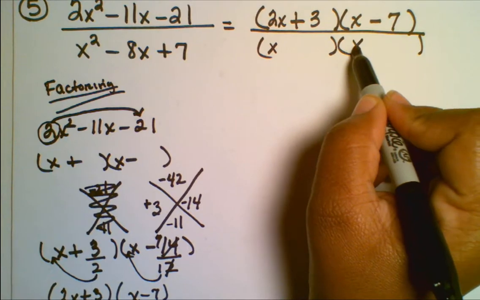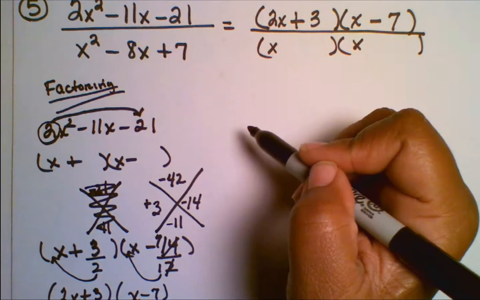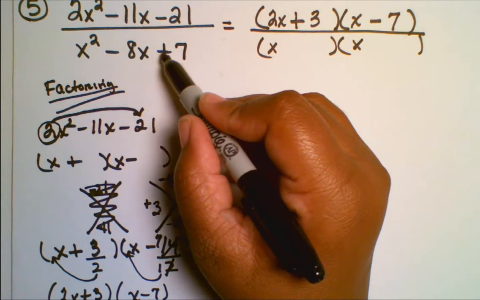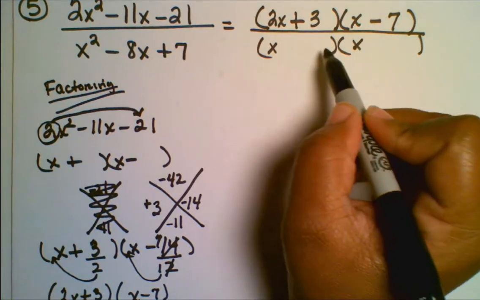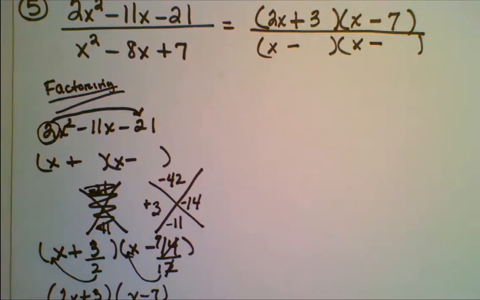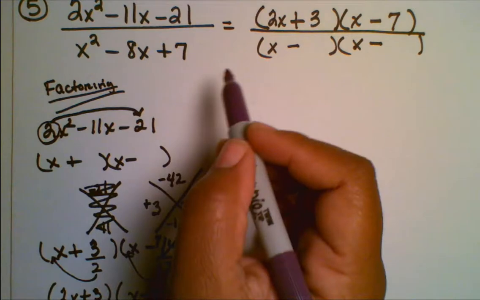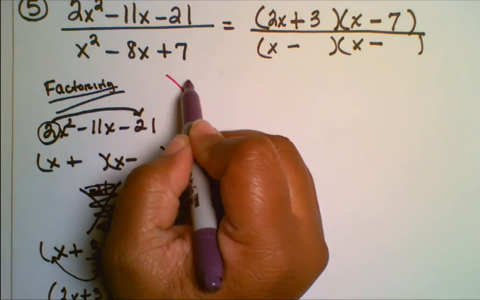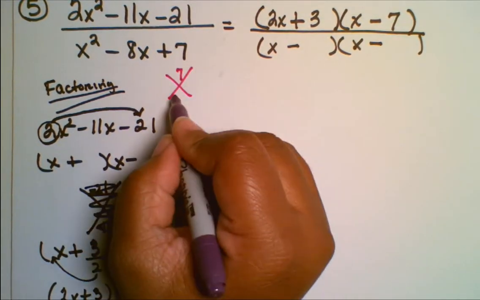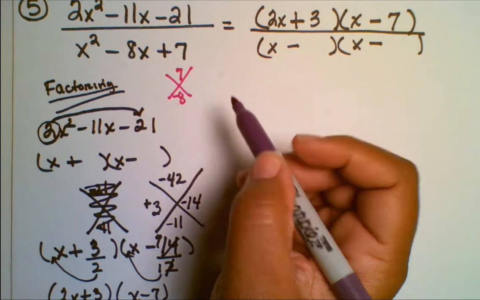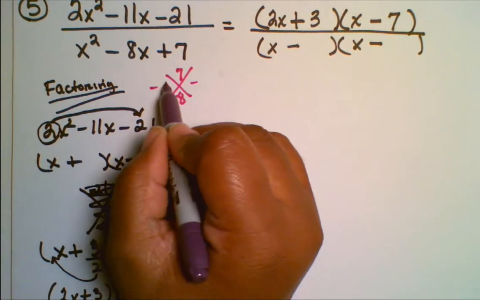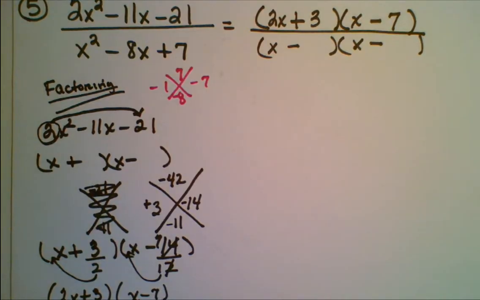Break down the x term using your sign rules. Sign of the last term is positive, so we're going to have the same signs, same negatives. And then let's find the factors. So we're saying what are factors of 7 that would add to give us negative 8? We have negative 1 and 7.